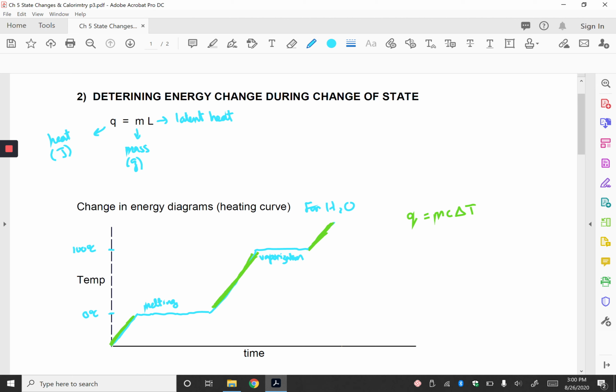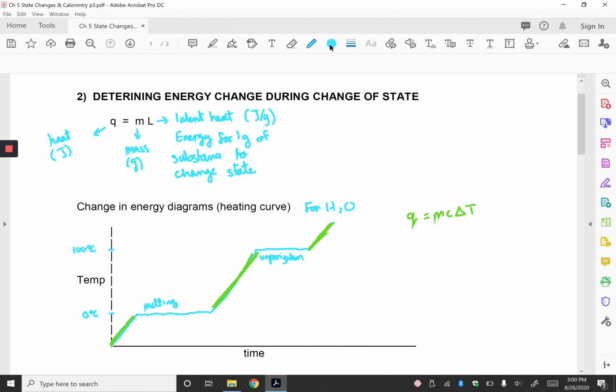And latent heat is usually in joules per gram. Sometimes it's in joules per mole as well. If it was per mole, then you'd have to multiply by moles instead of grams. But the latent heat is basically the energy transferred for 1 gram of a substance to change state.